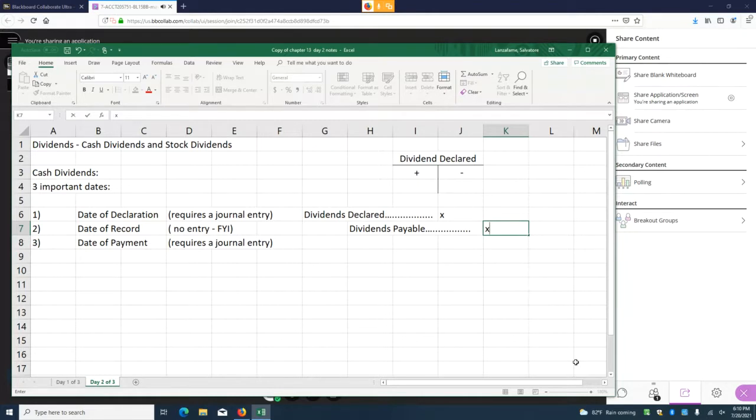So we may have just bought the stock and got lucky. We may have just sold the stock and got unlucky, or we've held it for years and every once in a while we get a dividend check or whatever. But this dividend payable is going to be payable at some future date. Okay, so that is the date of declaration. So I'm going to just put this in yellow and show that in yellow.